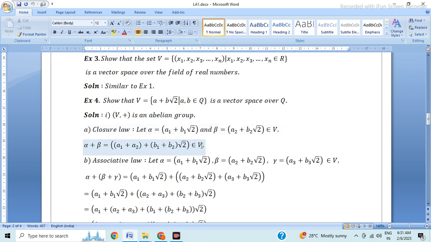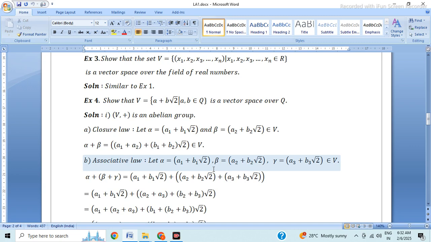Now we find alpha plus beta. How do we add those two elements? First we combine the first two terms, A1 plus A2. Second, root 2 is common, so we can take root 2 outside. Then the element is B1 plus B2. Now just see whether we got the form A plus B root 2. We got the same form, so this belongs to V. Then the first condition, closure law, is satisfied. Next one is the associative law.